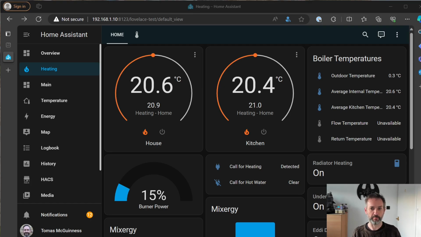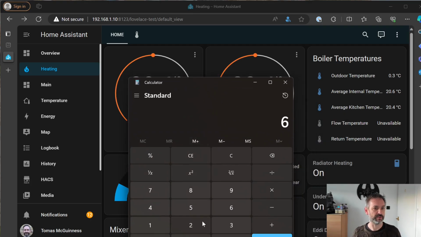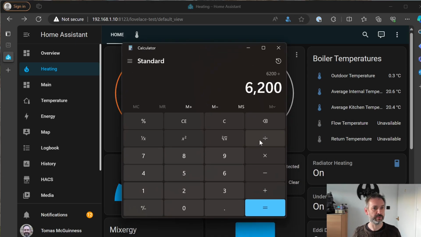So I will call up my trusty calculator. We've got our 6200 watts, and we divide that by 20, that's going to come out 300 and odd. So that's 310 watts per degree. And if we look at, say, a design temperature, if it was -3 outside, we're actually looking now at 7 kilowatts, which is a little bit surprising. A welcome number, but surprising.